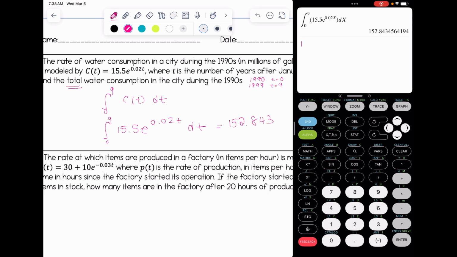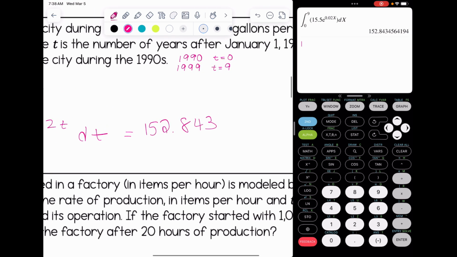So I get 152.843. And if we're talking about units here, when we're doing application problems, we should be thinking about what the units are. This is in millions of gallons of water.